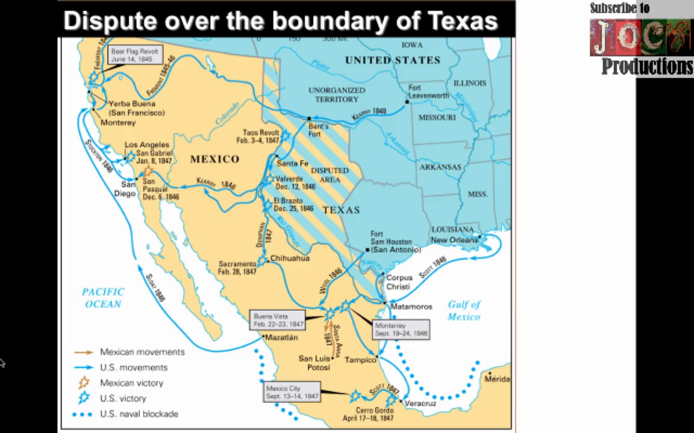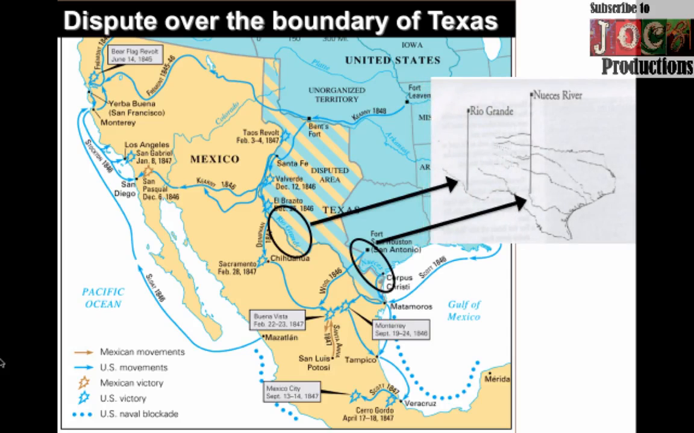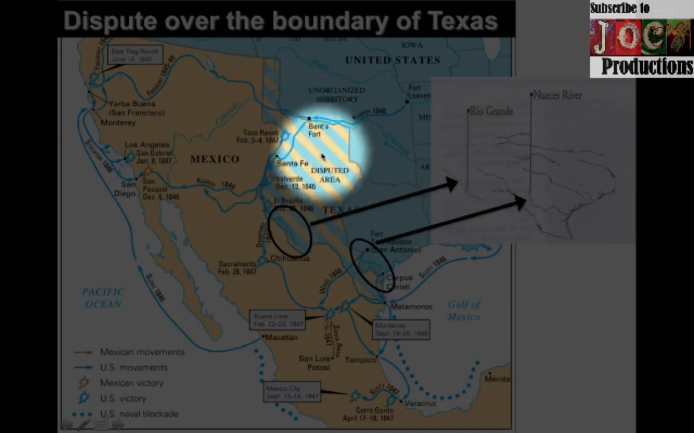And the boundary dispute is this. According to the United States, the boundary between the U.S. and Mexico is the Rio Grande River. For Mexico, it's the Nueces River. And there's this disputed territory right in this area where America says it's theirs and Mexico says it's theirs.